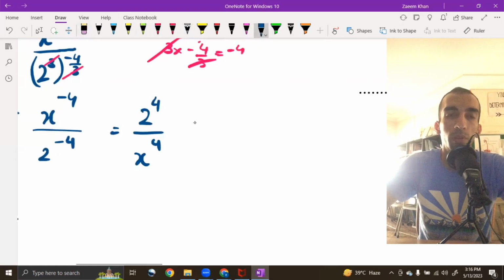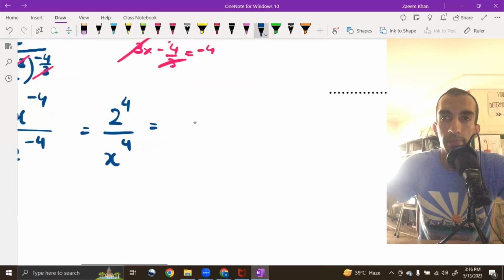If you want to, you can always change 2 raised to the power 4 into one number. That's going to be, what is 2 multiplied by 2 multiplied by 2 multiplied by 2? 8. Almost there.